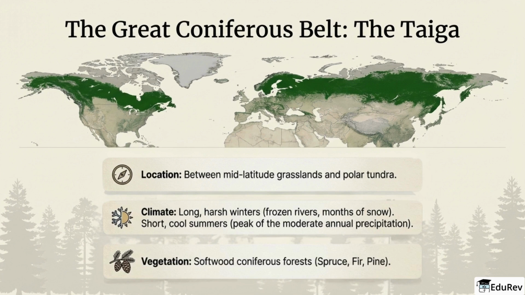The vegetation is equally distinctive. Softwood coniferous forests such as spruce, fir, and pine. This is not a broad-leaved forest world. It is a cold-adapted, needle-leaved forest belt, built for long winters and short growing seasons. If a question gives you conifers plus long winters plus short cool summers, you should move straight to taiga.